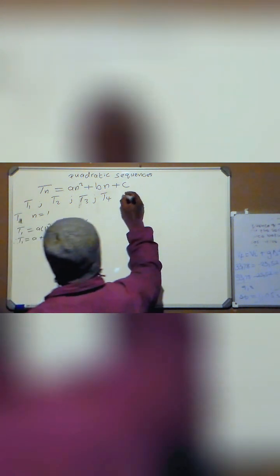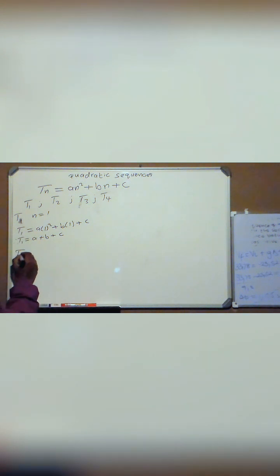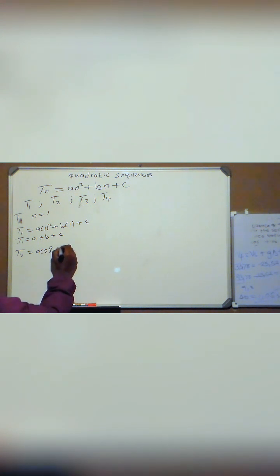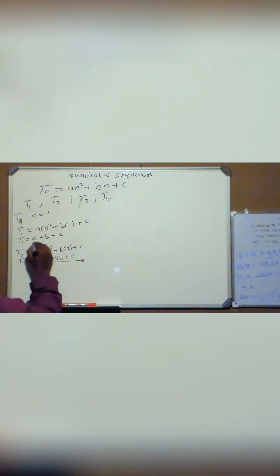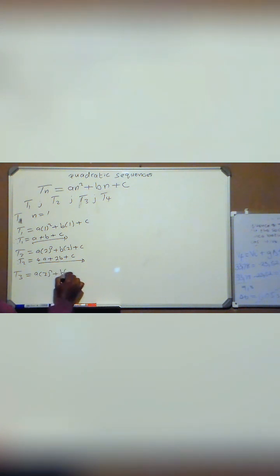And then we find the second one. So T2 would be equal to a multiplied by 2 squared plus b multiplied by 2 plus c. Therefore T2 would be 4a plus 2b plus c. This will be our second term. Third one, T3 equals a multiplied by 3 squared plus b multiplied by 3 plus c. This is equal to 9a plus 3b plus c. This will be our third term expression.